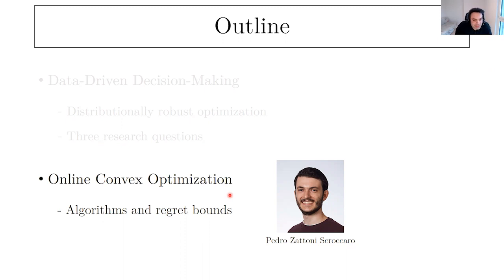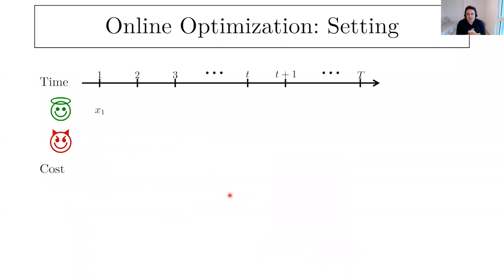So let me start with the online optimization setting. So the first part, I just want to tell you what is the problem, what is the online setting, and then I continue with the algorithms and some results there. Okay, so what is the setting?